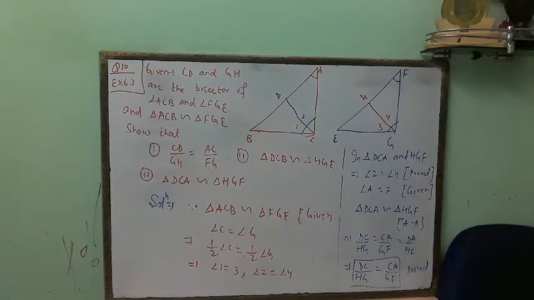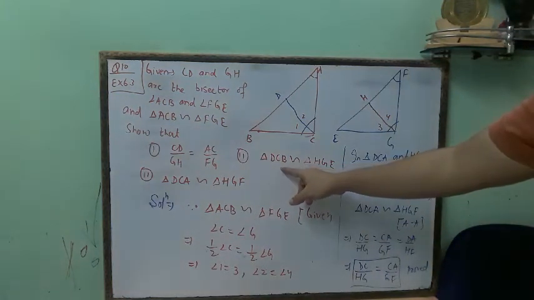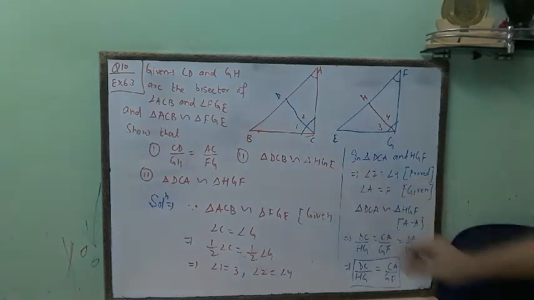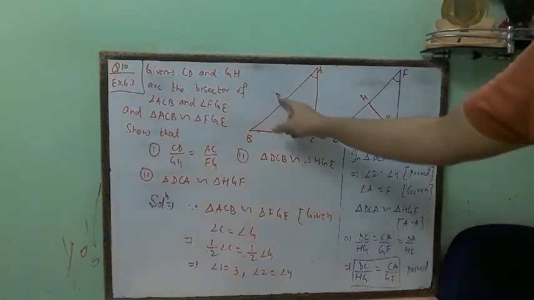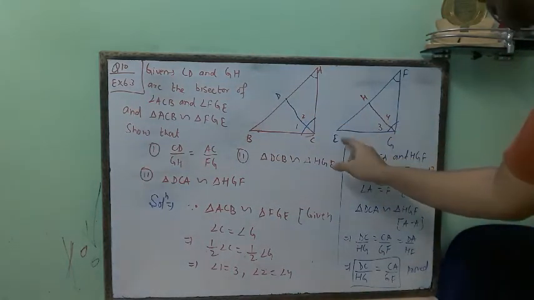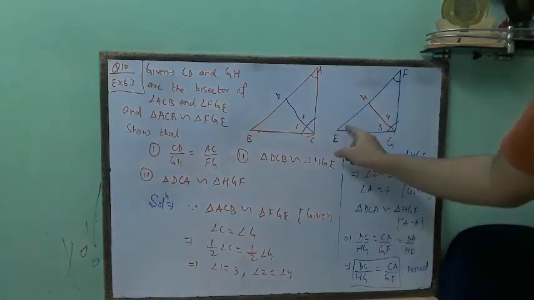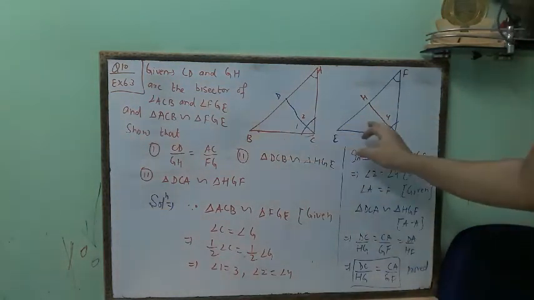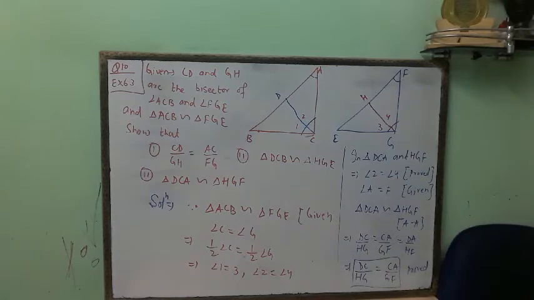Similarly, you can prove these two triangles, DCB and HGE, similar. For this, see this one, DCB and HGE: one angle, that is B, will be equal to E, and 1 is equal to 3. So I hope you have understood how you will prove these two triangles similar. Let's move to the next question.